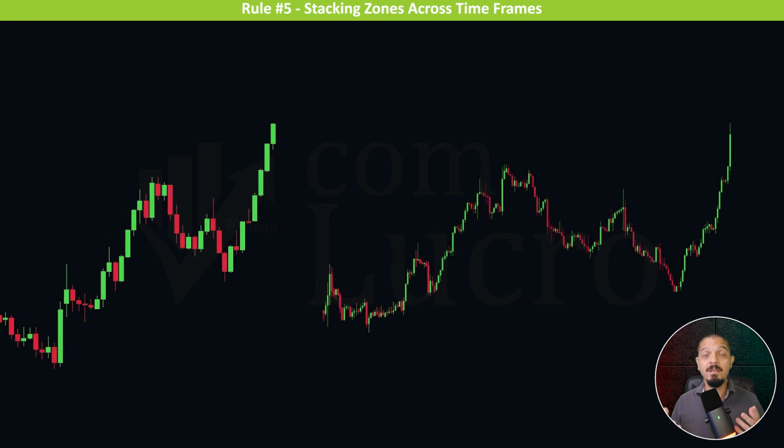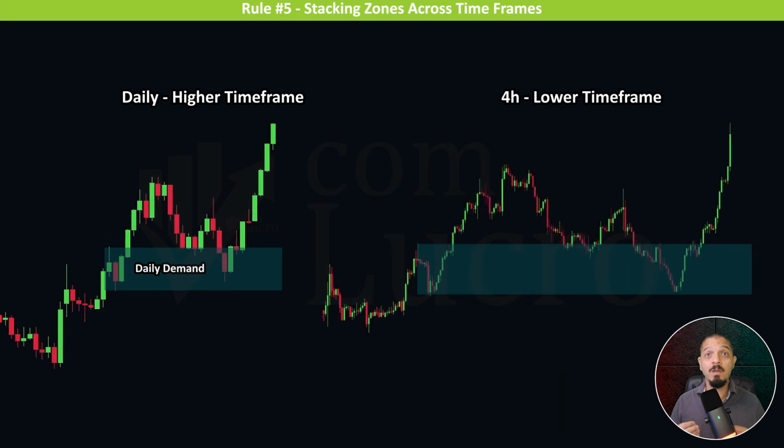On the daily chart, we identify a demand zone where price initiated a strong upward move. Now, zoom into the 4-hour chart. Inside that daily zone, price creates another demand zone. This alignment forms a stacked zone, which is a strong example of confluence.